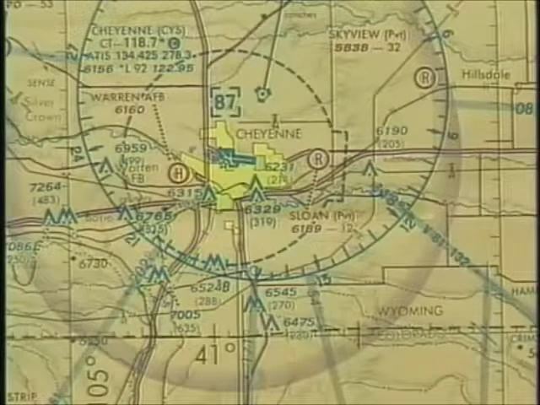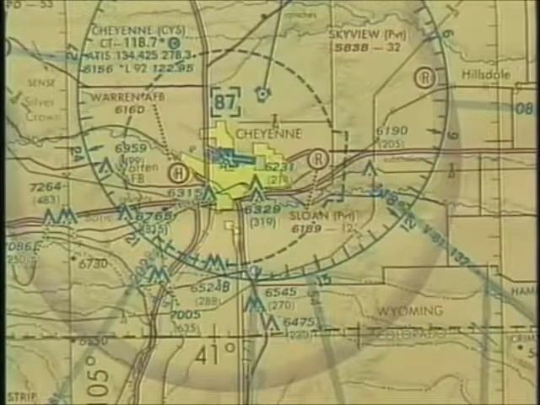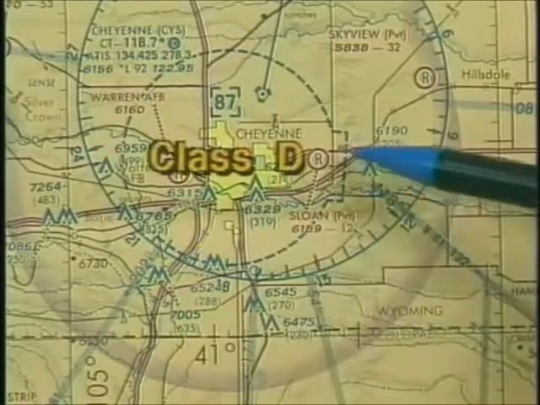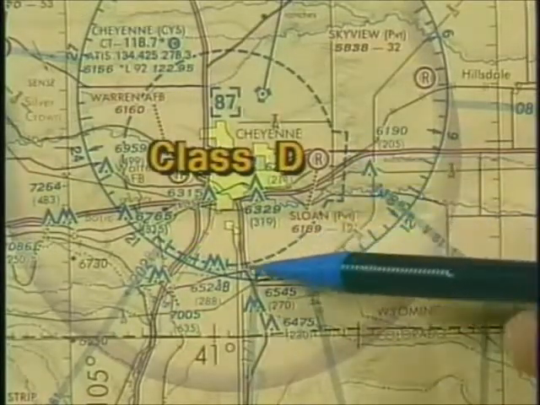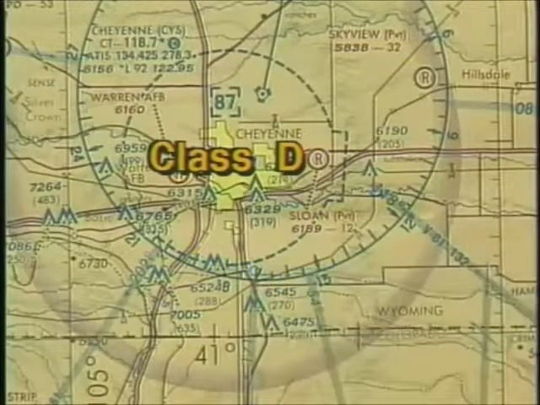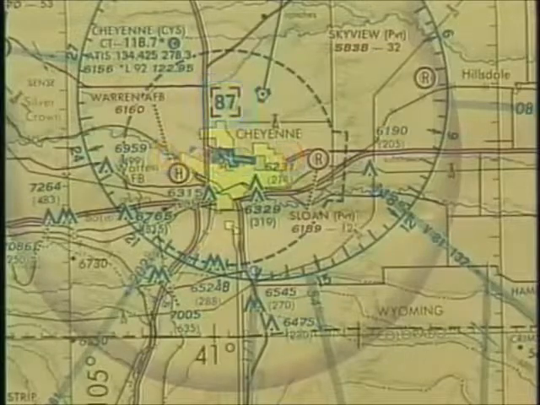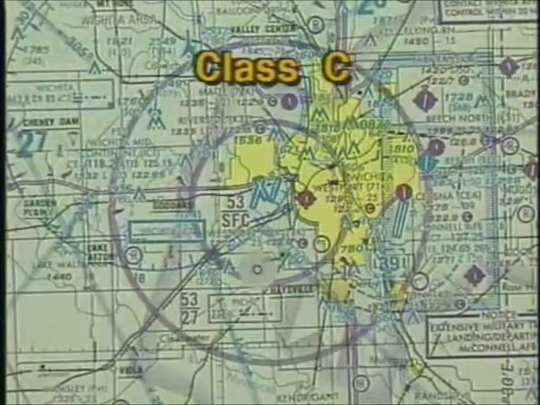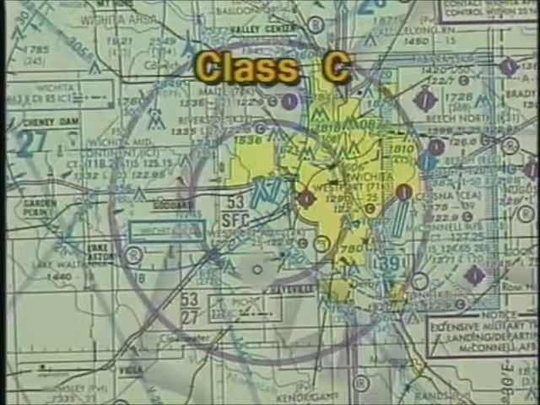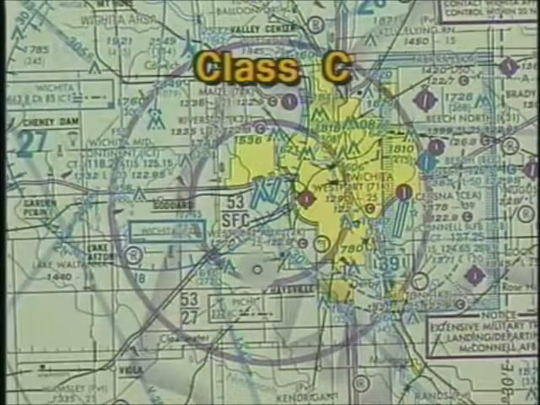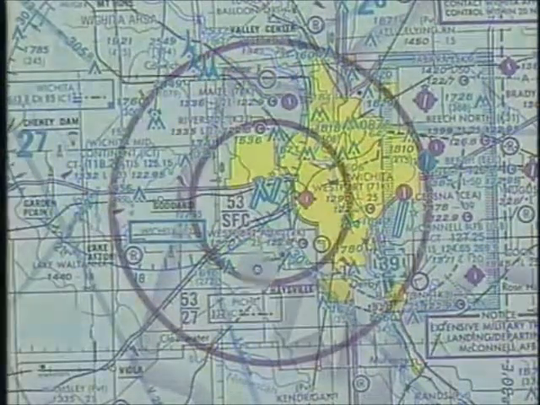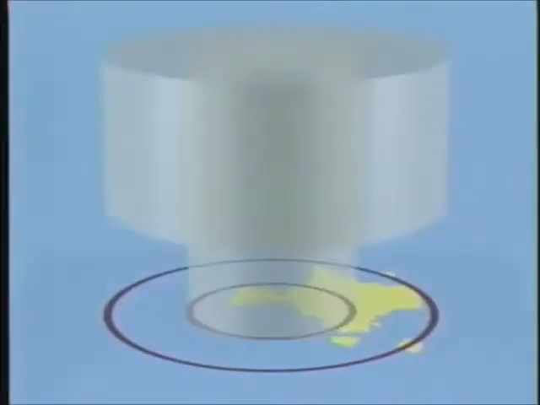Several other types of controlled airspace are also depicted on sectional charts. These include Class D airspace with its lateral limits appearing as blue dashed lines and its vertical limit indicated in hundreds of feet. If Class C airspace is designated at an airport, it will be shown like this. The solid magenta lines indicate the lateral limits of both the inner and outer circles. The extent of the outer area is not depicted on sectional charts.